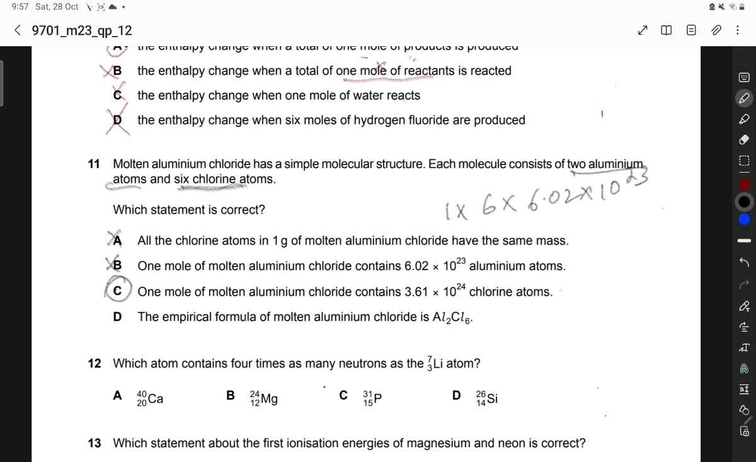1 mole of aluminium chloride contains 3.61 × 10^24. So this is equal to 3.61 × 10^24. So C option is correct. The empirical formula of molten aluminum chloride is Al2Cl6. This is incorrect. Empirical formula is AlCl3. The option is incorrect.